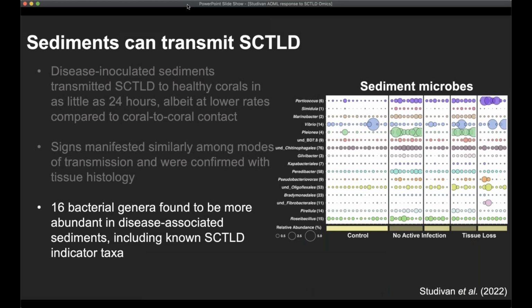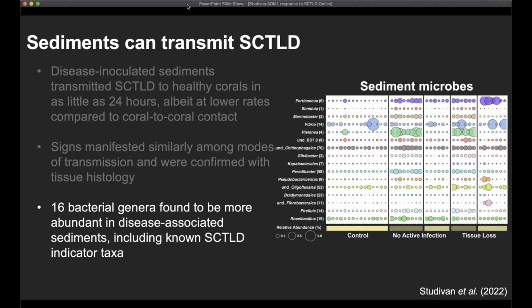We also conducted microbial community profiling using the 16S ribosomal gene of sediment samples and found 16 bacterial genera that were more abundant in disease-associated sediments compared to control sediments. Some of these include known SCTLD indicator taxa like Vibrios and Rhodobacterales, but we also found some others that were a little bit more unique.